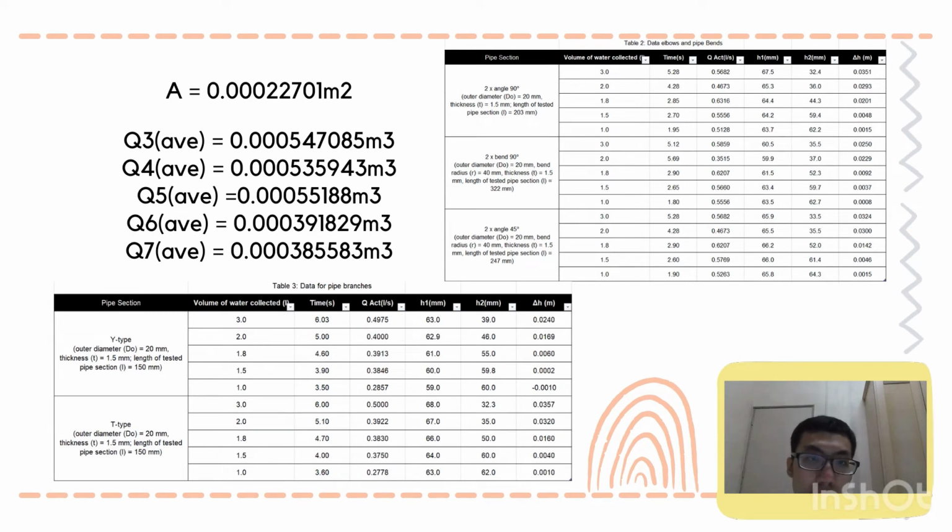So the following is the data information for the 2 angle 90-degree pipe, 2 bend 90-degree pipe, 2 angle 45-degree pipe, Y-type pipe, and T-type pipe. By the way, because all the diameters of these pipes are the same, the area for the 5 pipes is 0.0022701 meter square. The steps are repeated and the average of the flow rate is calculated.